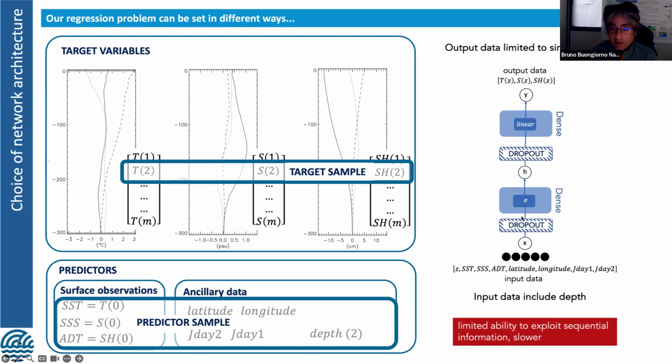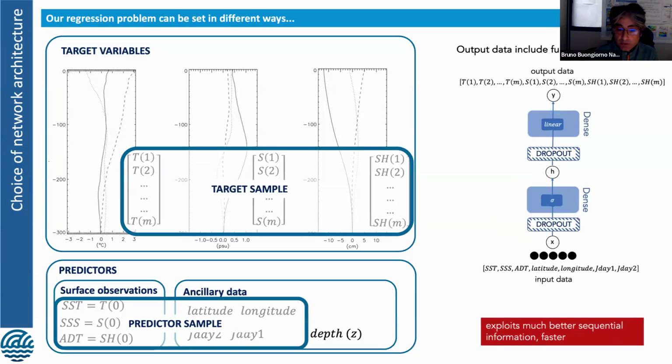So we did some tests to see how efficient that was. We built a simple feed-forward neural network to start with, where each layer of the network is indicated here as a dense layer. And we verified that this way of setting the problem is not really efficient to reconstruct the full profile, because it is not exploiting the shape of the profiles that we can learn from the in situ data. So this is not able to exploit the information, and it is also quite slow in learning.